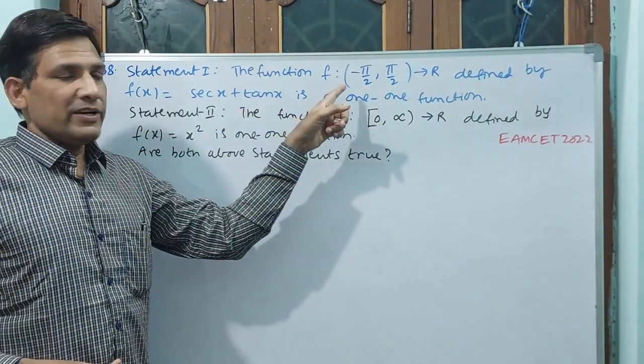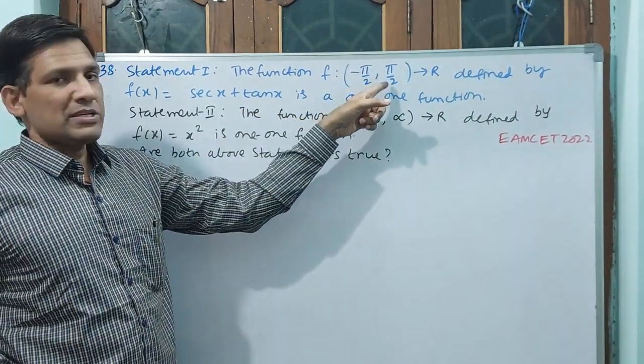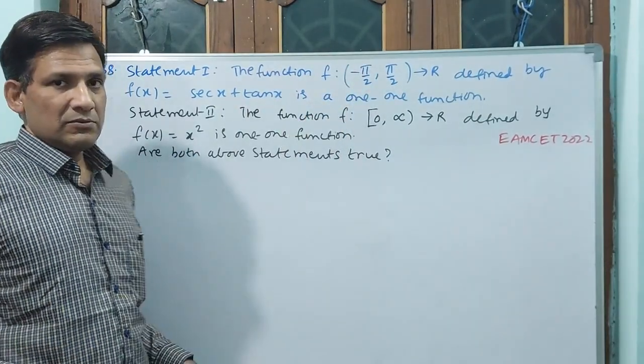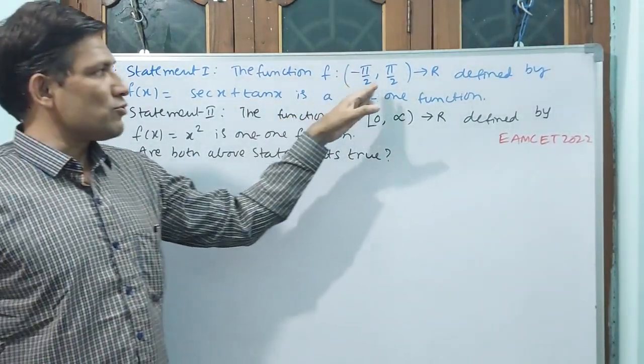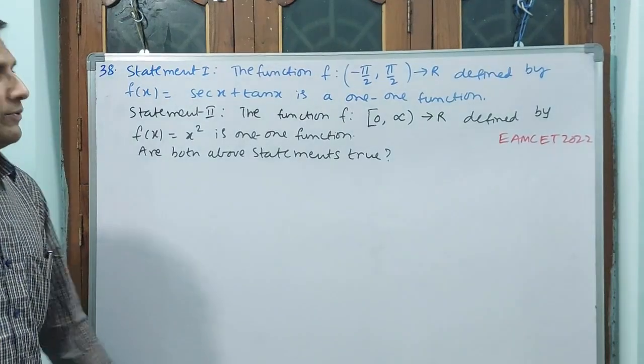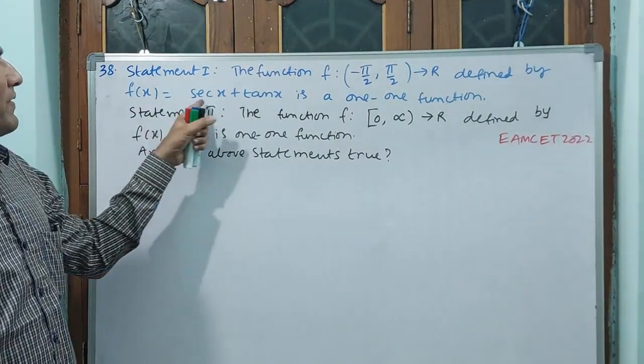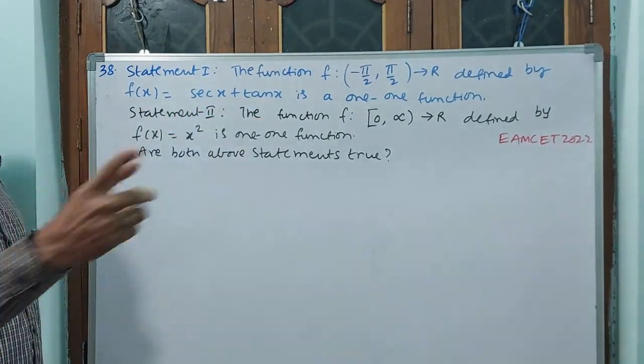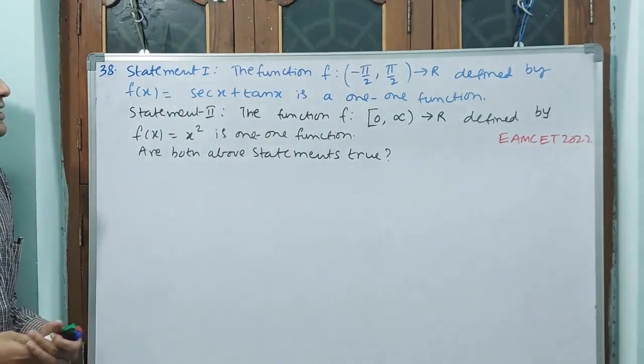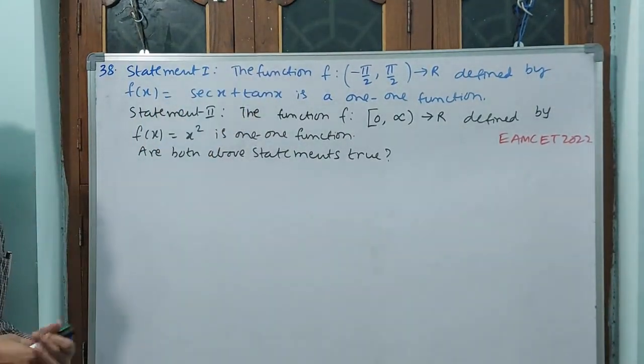First statement, let us understand what they have given. The function f is from minus pi by 2 to plus pi by 2, but open intervals, not closed interval. That means minus pi by 2 you should not give, pi by 2 also you should not give. Defined by f of x is equal to secant x plus tan x. Observe carefully here, secant x plus tan x. You see, tan x will be minus pi by 2 to pi by 2, but secant x we have to see.